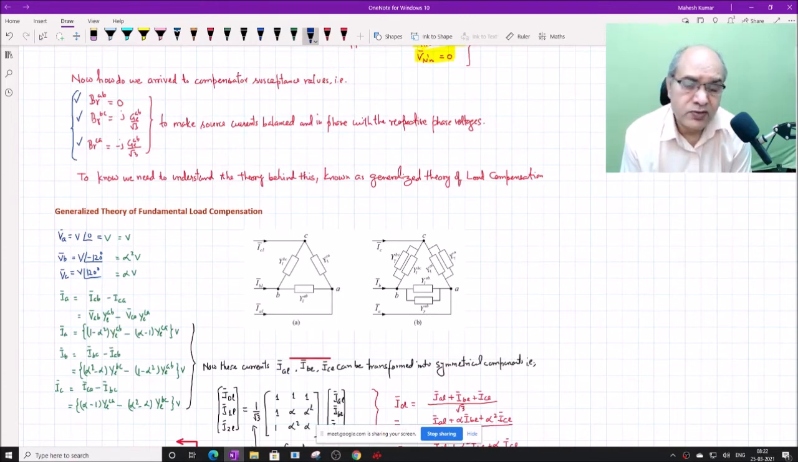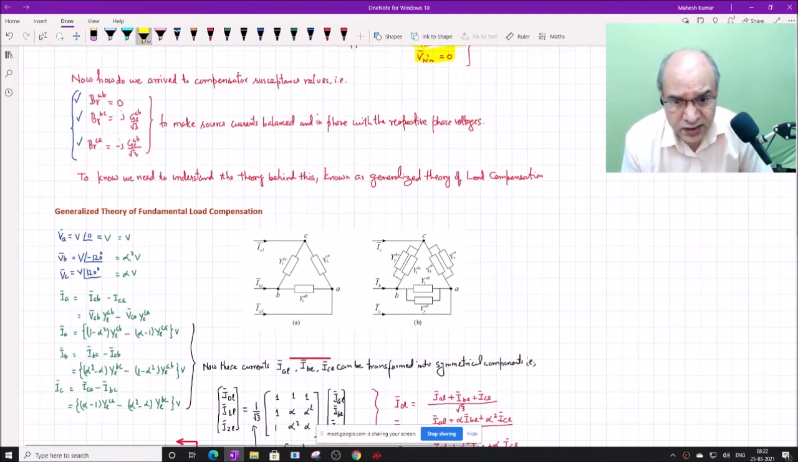And we also have seen one example that it is possible to do that. But we have taken a very specific example, so we want to generalize it. Okay. So here in this figure, these are the original loads AB, BC and CA. Okay, and this is the compensated system where we have the compensator as well.